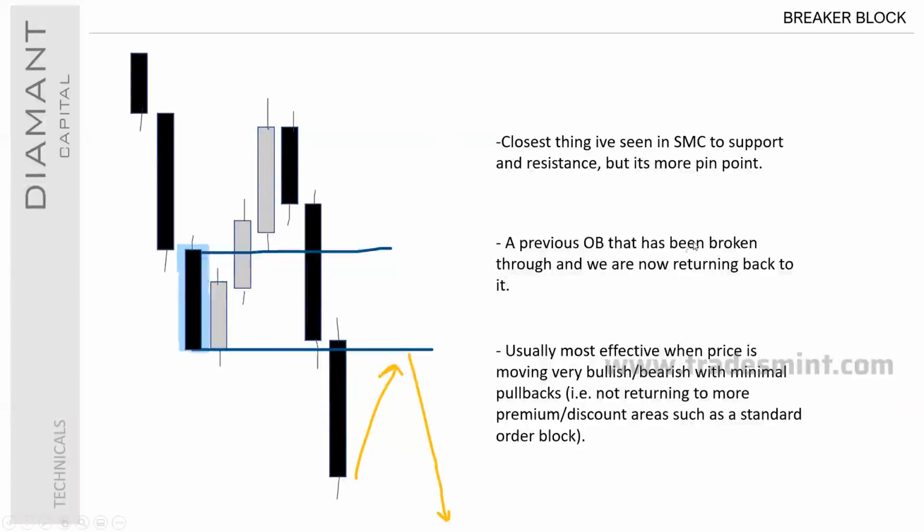So what it is, a previous order block that has been broken through. We've smashed right through it to the downside, and now we're returning back to it. Usually it's most effective when prices move very bullish or bearish with minimal pullbacks. So what do I mean by that?